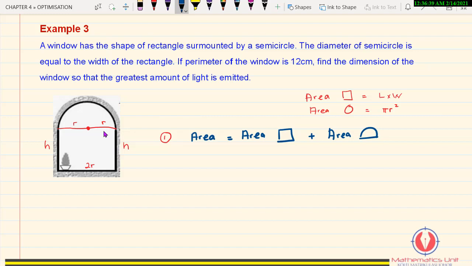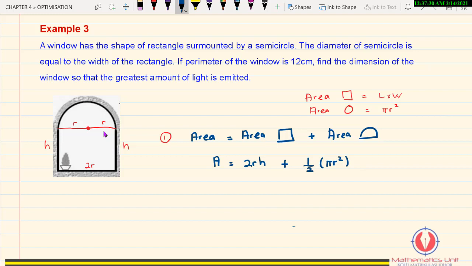Now the area of the rectangle is the length multiplied by the width. What is the length? The length is 2r. So this is 2r, and the width here is the height, that is h, plus the area of the semicircle. The area of a circle is pi r squared. So the area of the semicircle is 1/2 multiplied by pi r squared. Now this is the optimization equation. This optimization equation is in two variables, r and h. We need to reduce this equation to just one variable. It is either in terms of r or in terms of h.